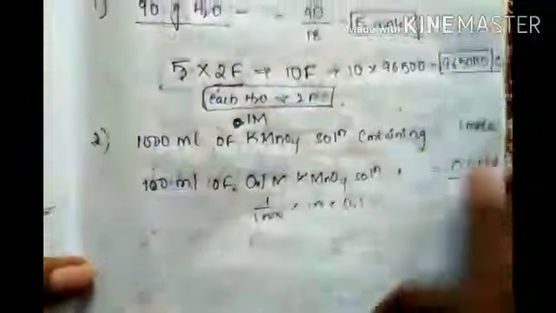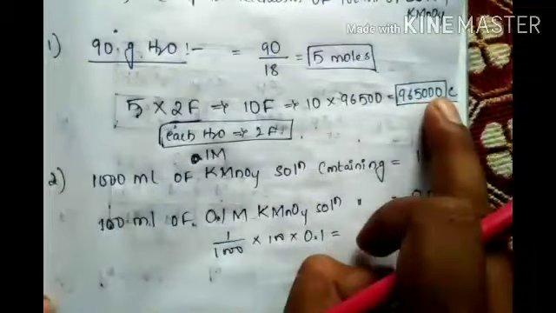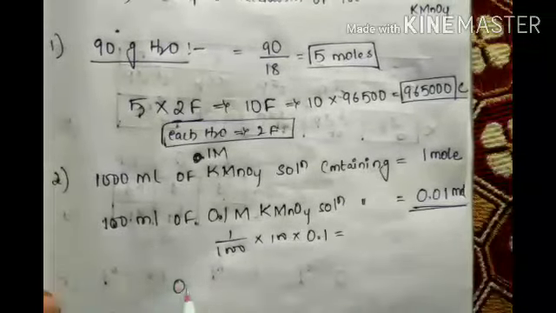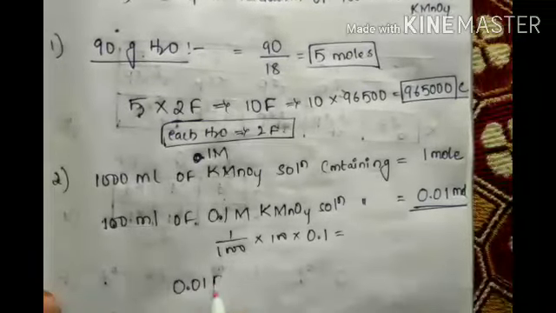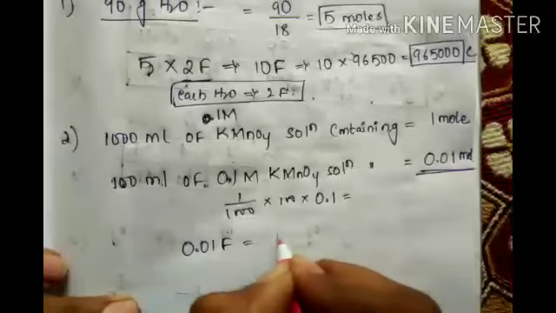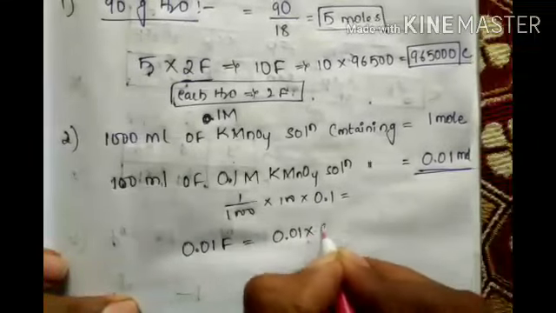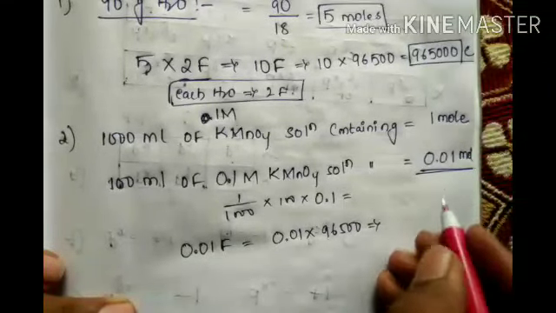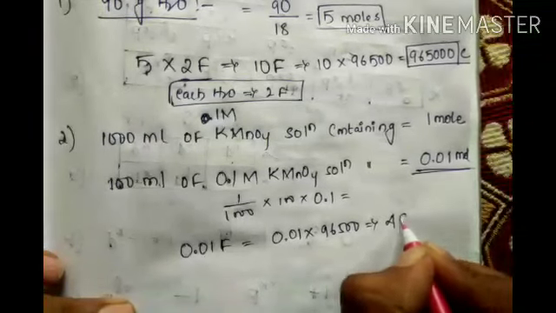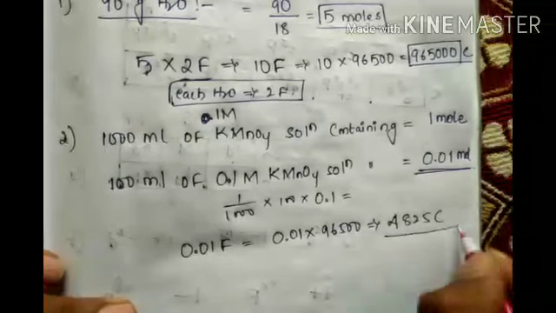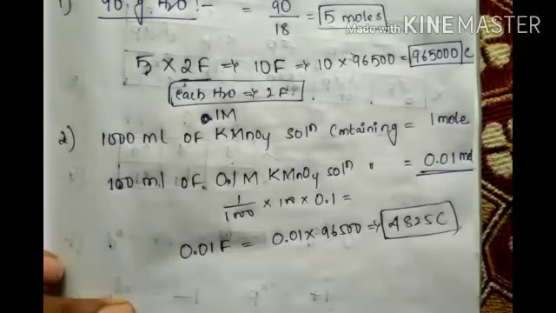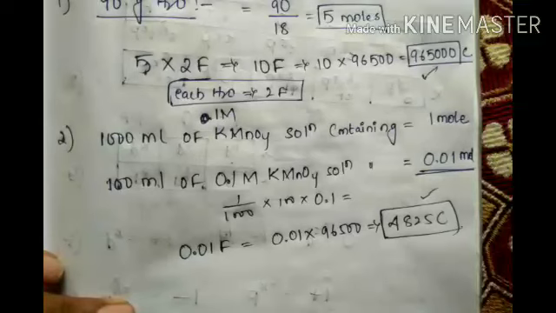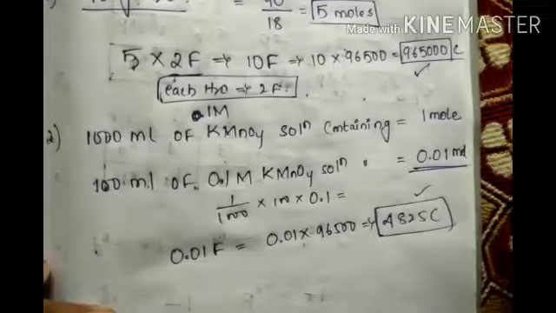Now for this, how much are we getting? Look now: 0.01F means 0.01 into 96500. What is the answer? It is 4825 coulombs. First answer, second answer. Got it? This is the way of doing it.